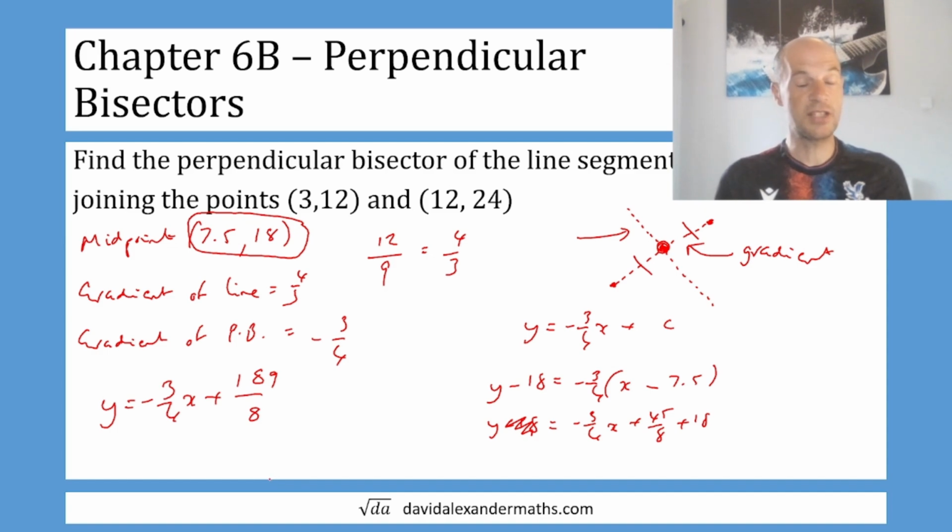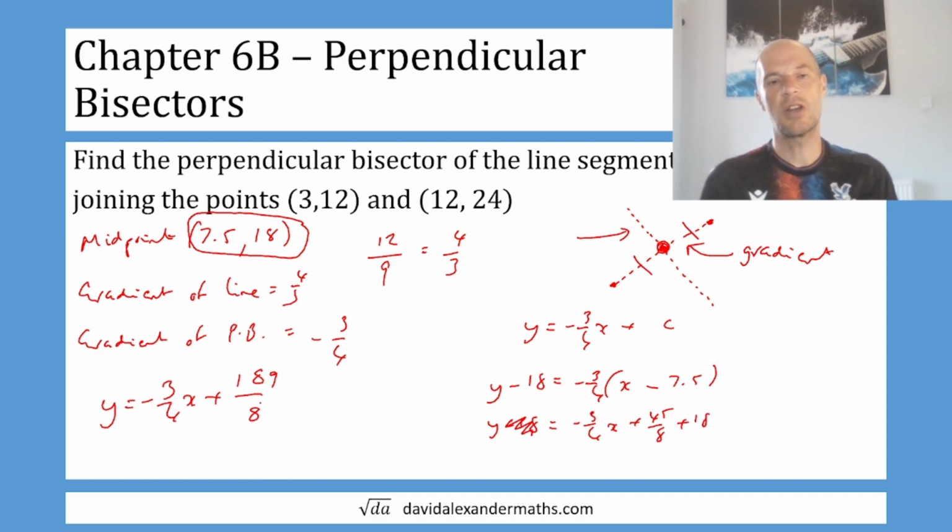It is possible we might multiply the whole equation through by 8 just to get rid of these fractions, in which case it would be 8y equals -6x plus 189. Maybe rearrange the whole thing so that the whole equation equals 0. But in this particular example, we've not been told how to write that equation, so this is perfectly acceptable.